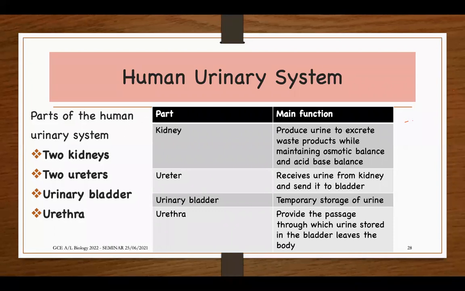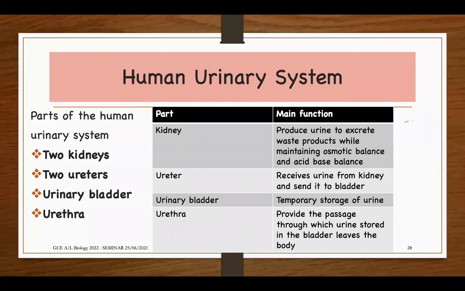Now, kidney, the main function: produce urine to excrete waste products while maintaining osmotic balance and acid-base balance. I've told you that in humans or in vertebrates, the main excretory organ is the kidney. To maintain the osmotic balance and acid-base balance, the kidney is very important. Also to produce urine, right? That is the way that we can remove the nitrogenous excretory products from our body. Then the ureter receives urine from the kidney and sends it to the bladder. Urinary bladder will temporarily store the urine. Then urethra will provide the passage through which urine stored in the bladder leaves the body.